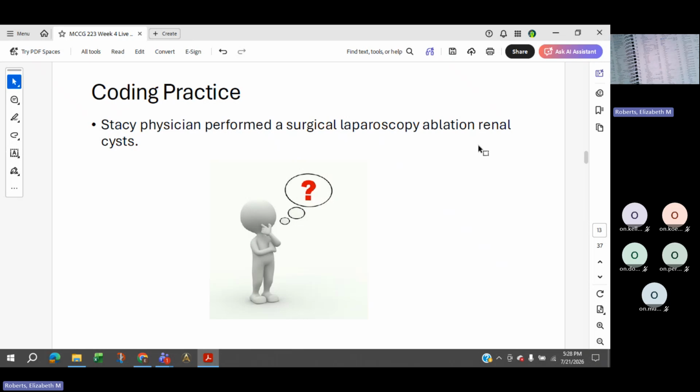Are we going to code from the index, or are we going to make sure this is the correct code? We definitely have to go make sure that this is the correct code. So I'm going to go check it out. 50541.